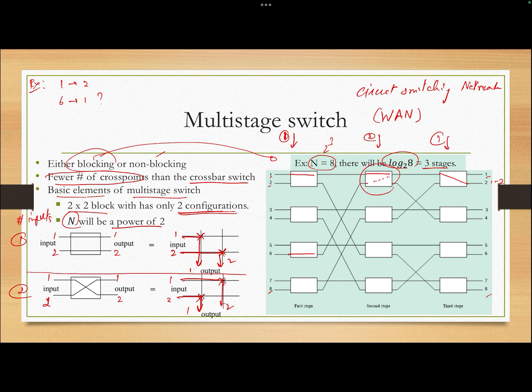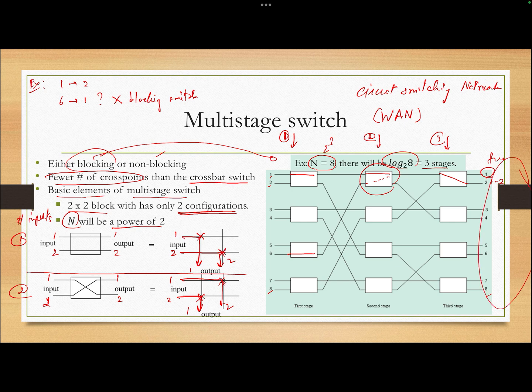So I cannot make the 6 to 1 connection. If I already connect input 1 to output 2, I cannot make input 6 to output 1, even though output 1 is free. Output 1 is free now, but it cannot be connected to number 6. This is called a blocking switch, because you cannot connect any combination of input and output pairs simultaneously. If you want it to be non-blocking, you have to add more stages.